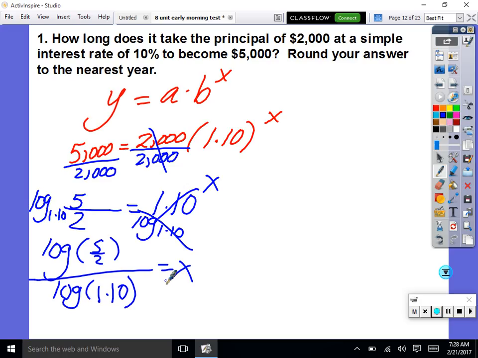So on the test, for example, it will say round to the nearest whole year. So let's say it was 2.6 years. You would say 3 years, right? About 3 years, because it says on the test to round to the nearest whole year. Does that make sense? Okay.